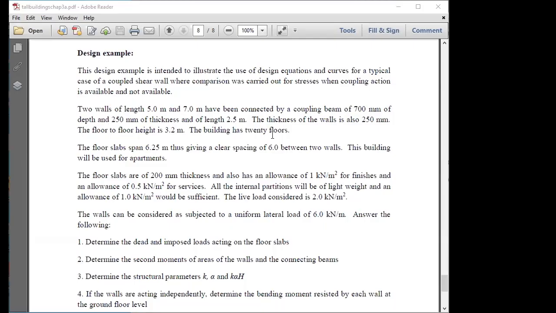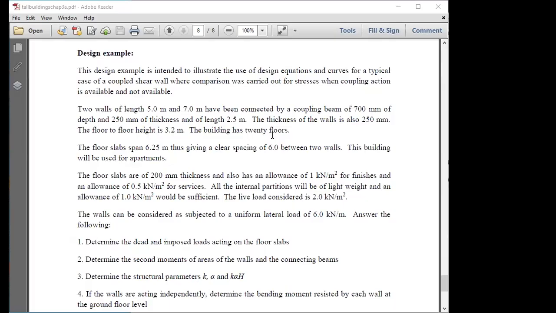So we are talking about two walls aligned, 5 meters and 7 meters of length, connected by a coupling beam of 700 millimeter depth. Generally the width of the coupling beam will be the same as the width of the wall, and the length of the coupling beam is 2.5 meters. So from this you can work out what is L.